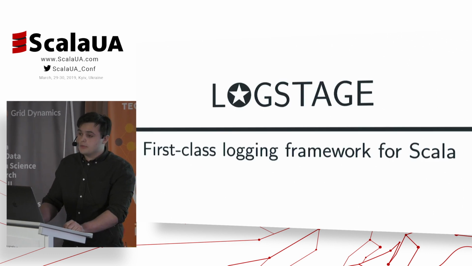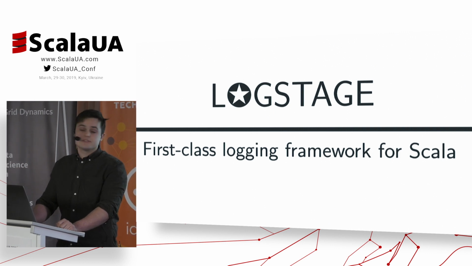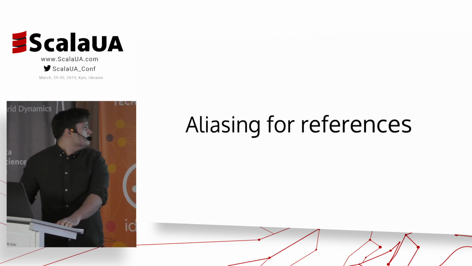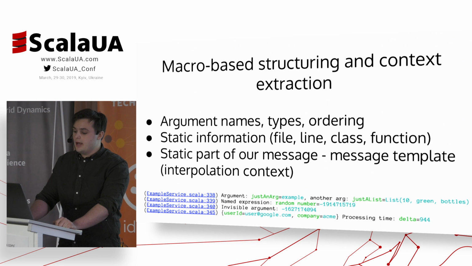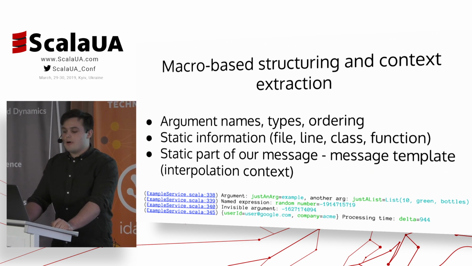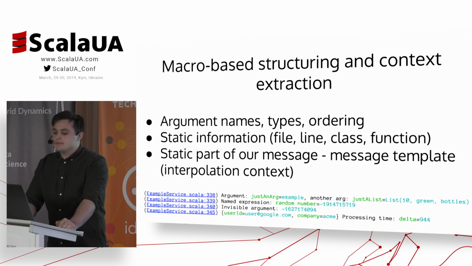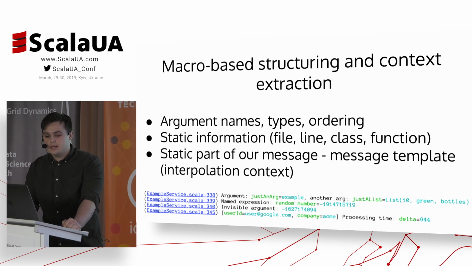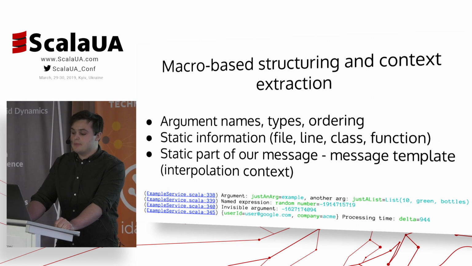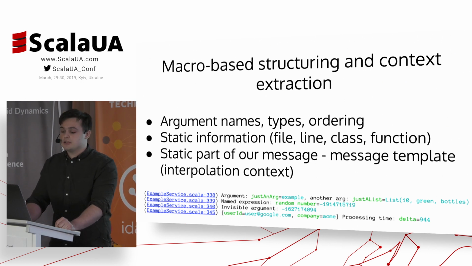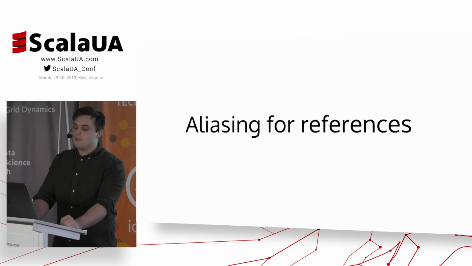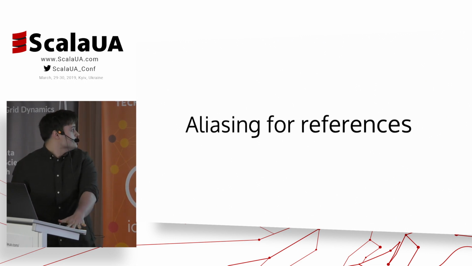So please welcome LogStage, the first-class logging framework for Scala. Let's get into its features. Macro-based structuring and context extraction. We provide you all information about argument names, types, and their ordering. We also provide static info about file, line, class, and function invoked. We also provide the static part of our message, the message template, or well-known interpolation context. We will describe later why we need them, actually.